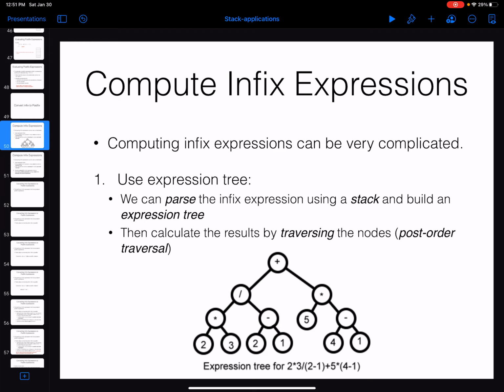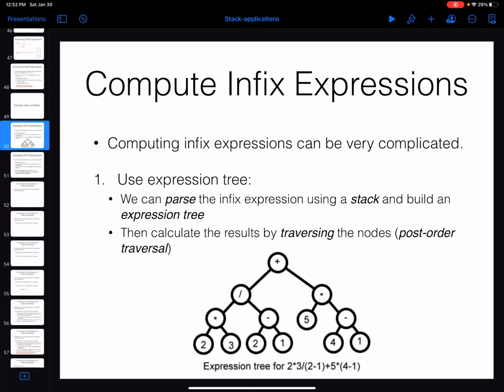So usually in computer science, if we are going to evaluate an infix expression, we either use an expression tree, which means that you read the infix expression and convert it to an expression tree, where all the internal nodes are the operators and all the leaf nodes are the operands. Writing an algorithm to evaluate the expression from the tree is going to be much easier.